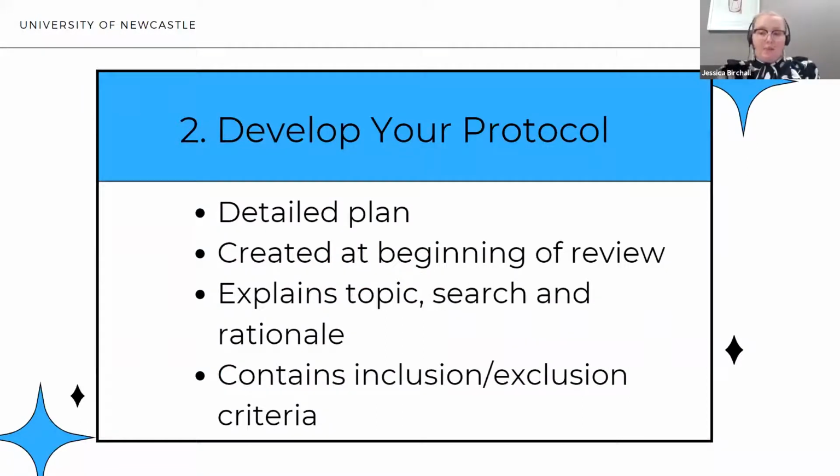So the second step is to develop your protocol. Now, as I mentioned earlier, the protocol is the detailed plan for your systematic review. It explains your topic, your search methodology, and your rationale. The protocol should be developed at the beginning of the review, but it can be refined as you go along.